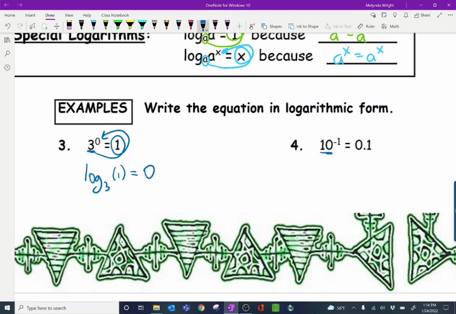And again, this is a base 10. So I could put a base 10 if I wanted to, but if I don't put anything, then it's implied to be a 10, like we just talked about a few minutes ago. So I'm not going to put anything. I'm going to put log of 0.1 equals -1. And here we're just going back and forth between those two different kinds of representations. We're not doing anything yet.